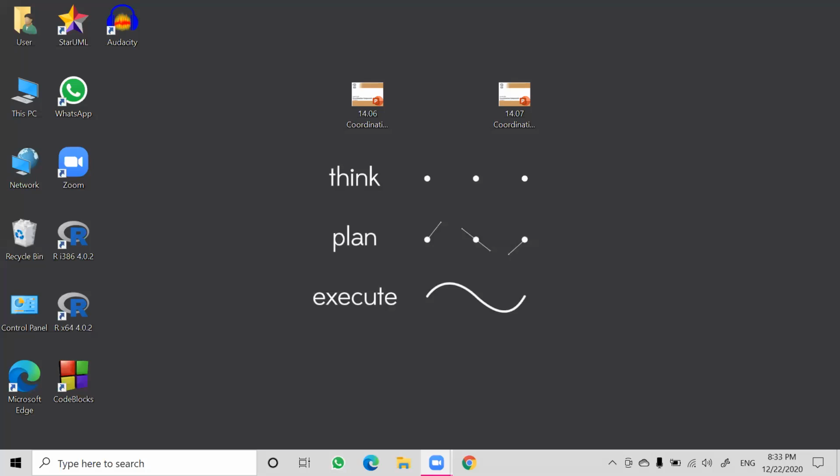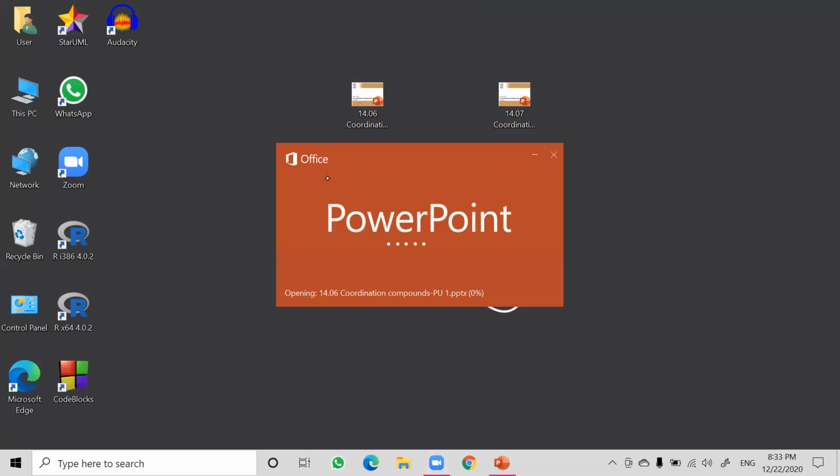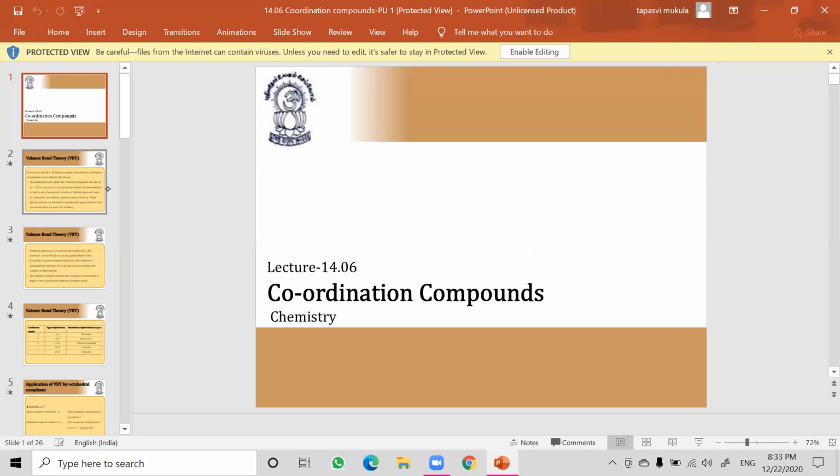In the previous lecture, we did coordination compounds, lecture 3. In that lecture, we did Werner's theory as well as optical isomerism and questions based on isomerism and Werner's theory. Now, in this lecture, we are going to discuss a new concept, that is valence bond theory.